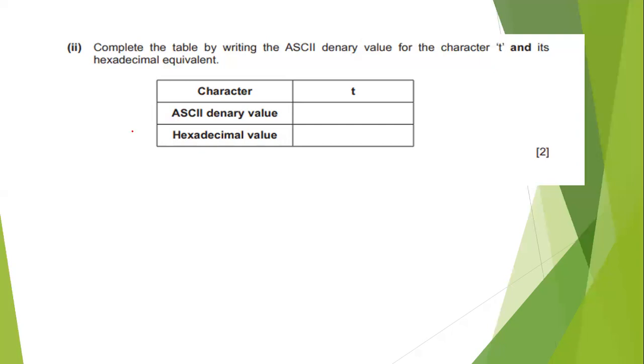Wait a second, I will tell you. Tell me first, what is the ASCII value for small t? Can you tell me? The hexadecimal is wrong, but first you have to tell the ASCII value, and that value can then be converted into hexadecimal.